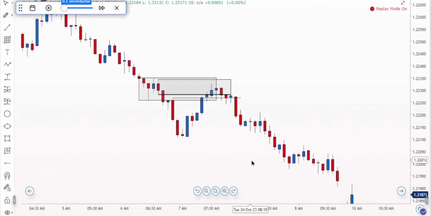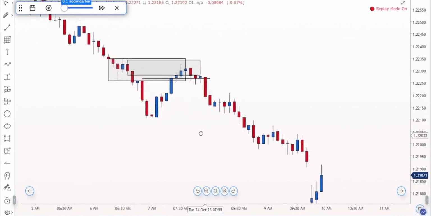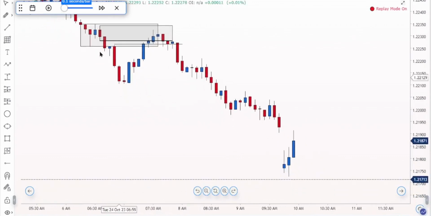That's how to identify a high probability fair value gap. If you can see, there was a fair value gap here, but I didn't mark that one. I didn't mark it because it is not within the order flow. It has to be within the order flow. So that's the first thing we need to understand. Now, let's see another example.